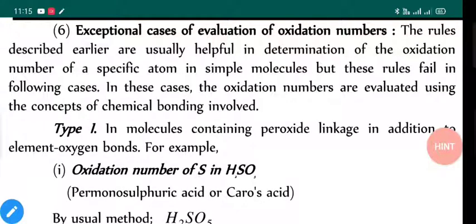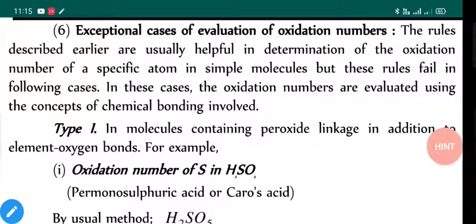Now today's next topic is exceptional cases of evaluation of oxidation number. Now we already discussed some of the exceptional cases in the textbook. They are also mentioned here, so we are not going to discuss them in detail, but let's see them anyway, and then we will move on to the new exceptional cases.